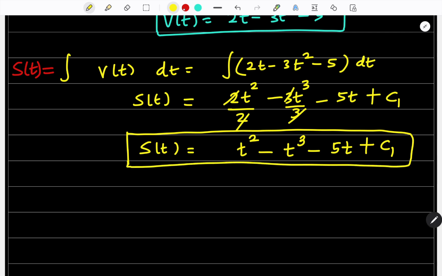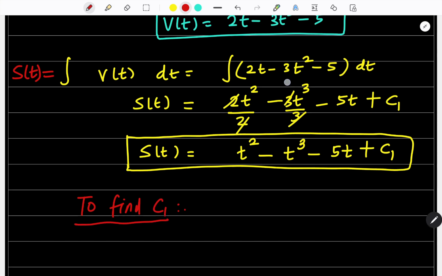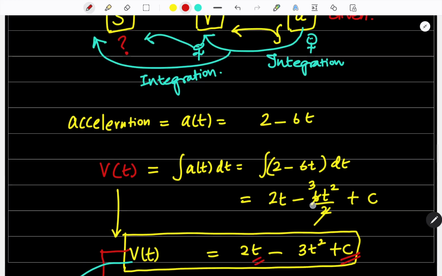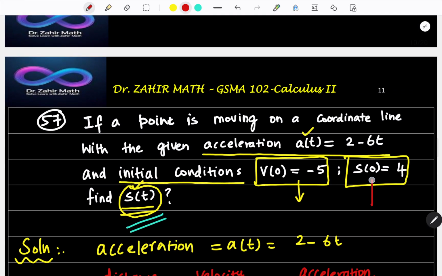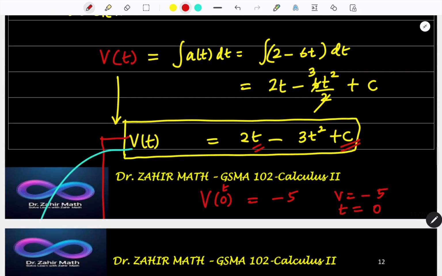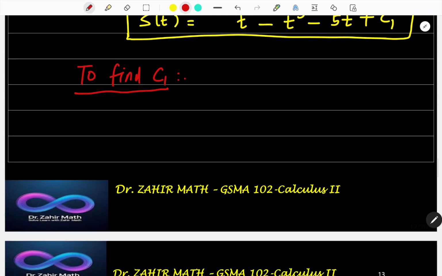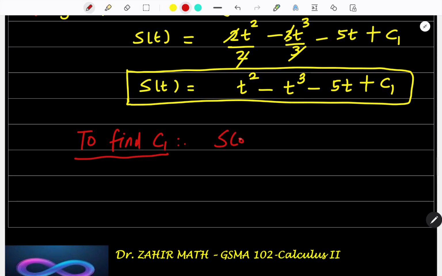What I need to do? I need to find this c1. To find c1, I have a condition. What is the condition? S of 0 is equal to plus 4. I'm going to take this condition. S of 0 is equal to 4. What's the meaning of this? S is equal to 4, t is equal to 0. Why? This is t. S is equal to 4.